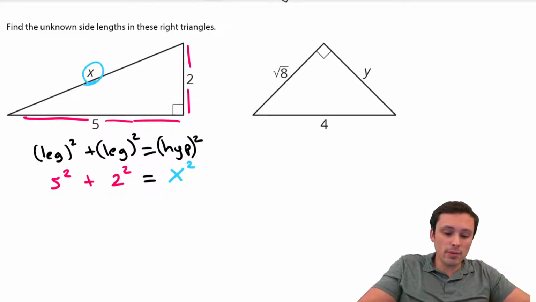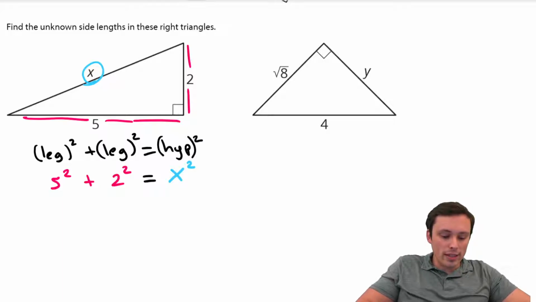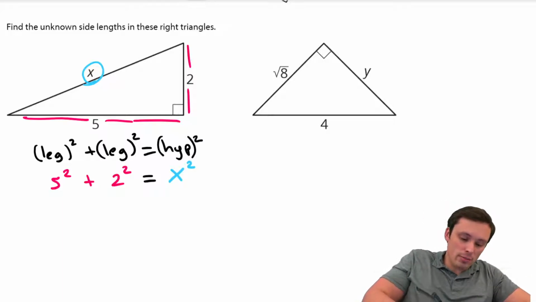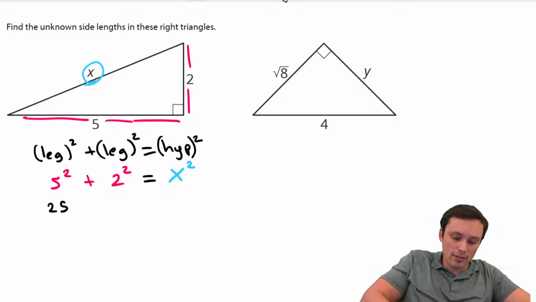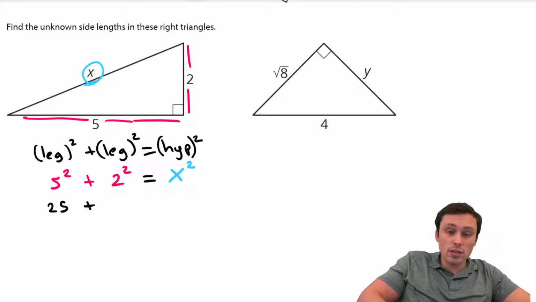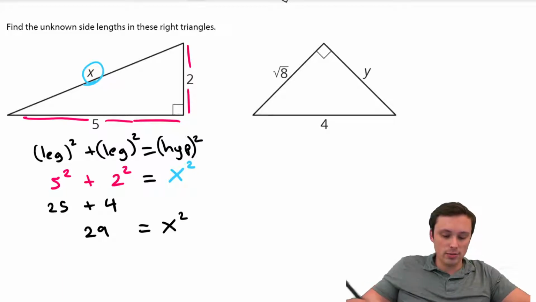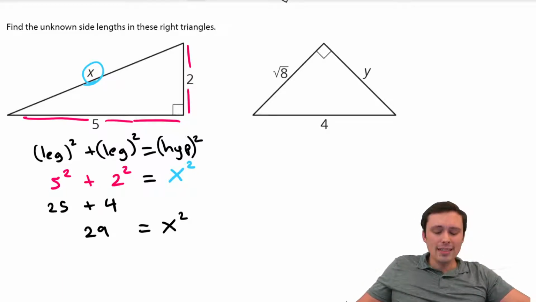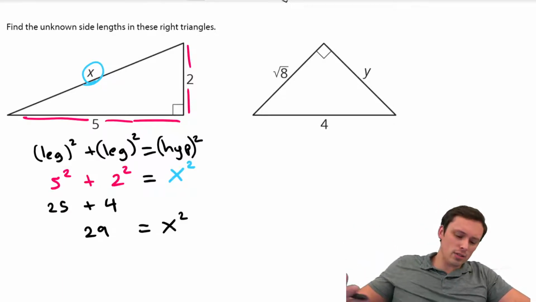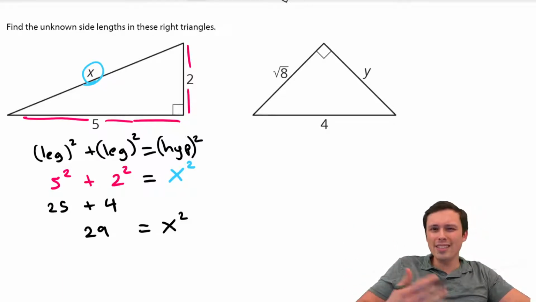So let's simplify the problem. We could square the 5. 5 squared means 5 times 5, which is 25. We could square the 2. 2 times 2 is 4. And we could add those together. 25 plus 4 is 29. So this really means that 29 is equal to x squared. Well, that doesn't tell us what x is, does it? If x squared is 29, then what is x?